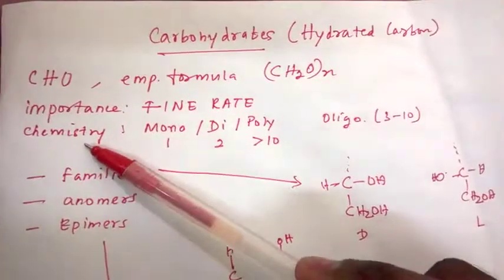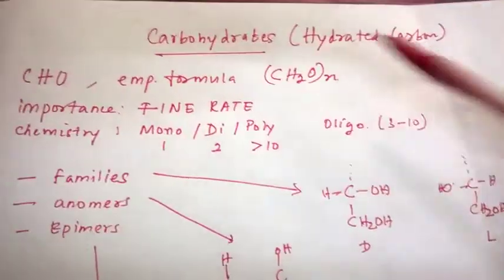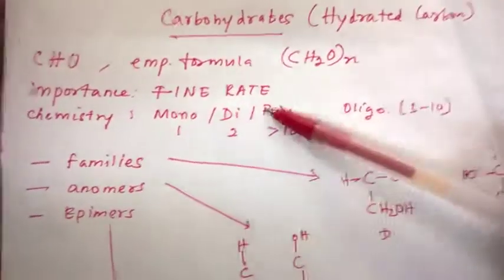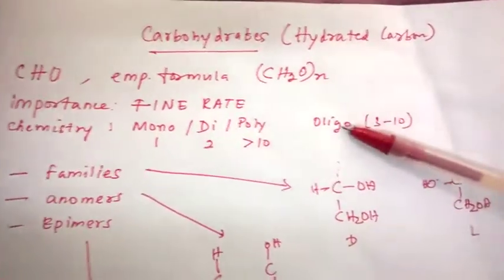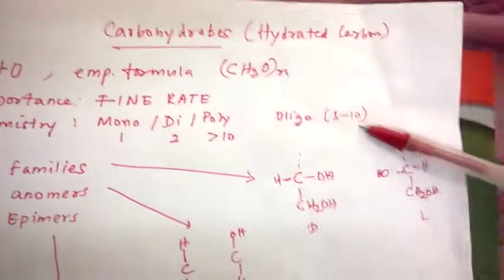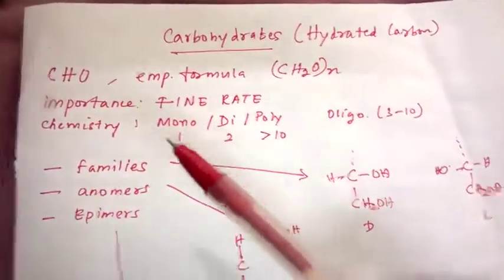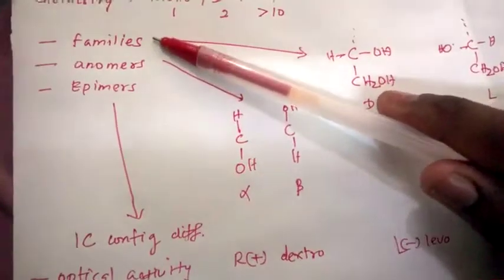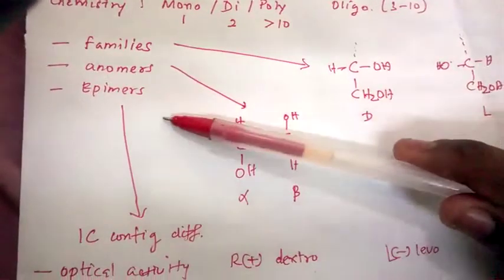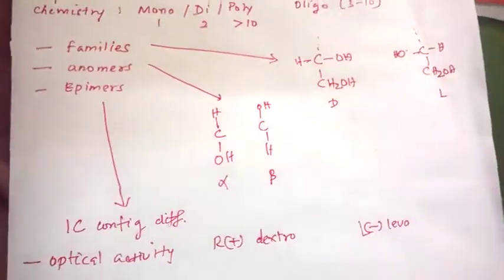Let's go to the chemistry. You're going to find four classifications: mono, di, oligo, and poly. Mono, by the name itself, is 1, di means 2, oligo ranges from 3 to 10, and when it is greater than 10, it's poly. Now, things that you need to know here are the families and the optical activity. Family, anomers, epimers, and the optical activity.